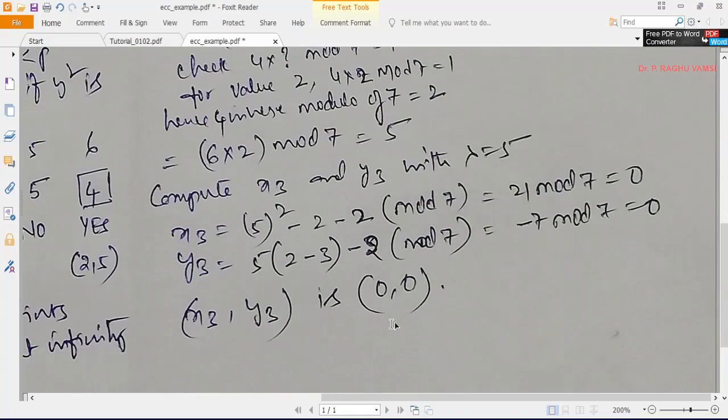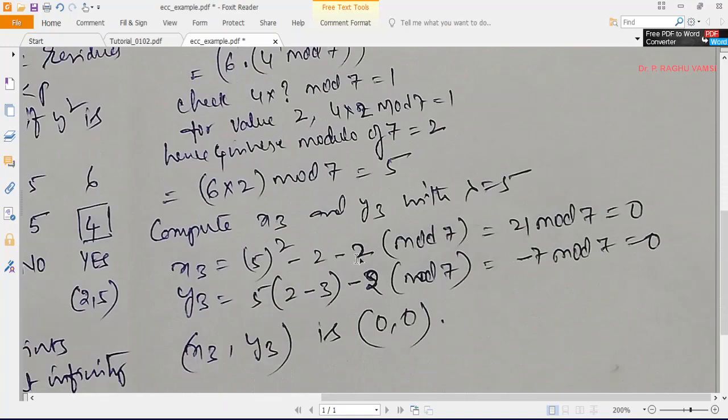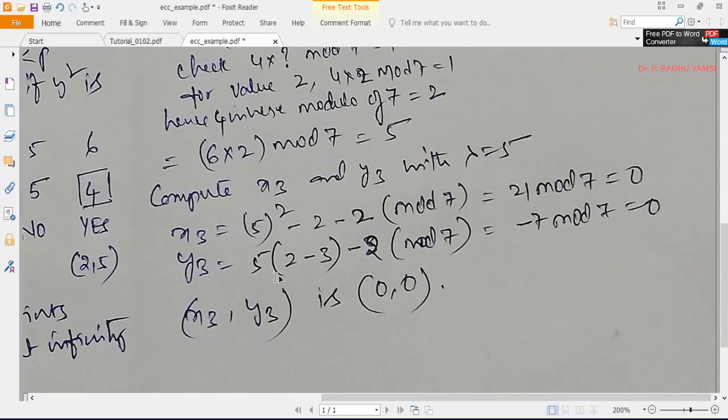Now compute x3 and y3 with lambda equal to 5. Substitute lambda in x3: lambda square, 5 square minus 2 minus 2. So 5 square minus 2 minus 2 is 21, mod 7 is equal to 0. For y3, that is lambda into (x1 minus x3) minus y1, y3 is equal to 5 into (2 minus 0) minus 2, which will become 8... minus 7 mod 7 is equal to 0. So x3 comma y3 is 0 comma 0. After performing point doubling, the resultant value will become 0 comma 0.